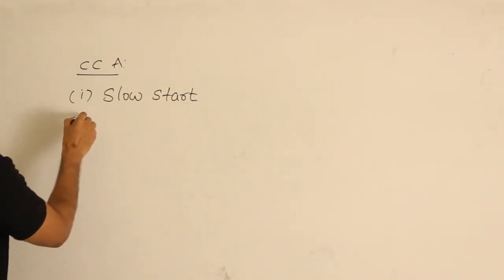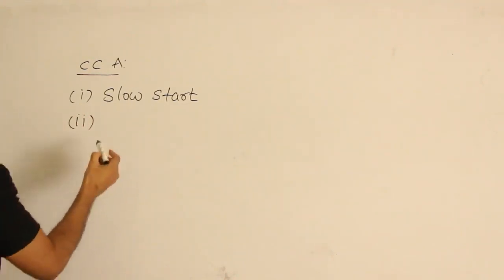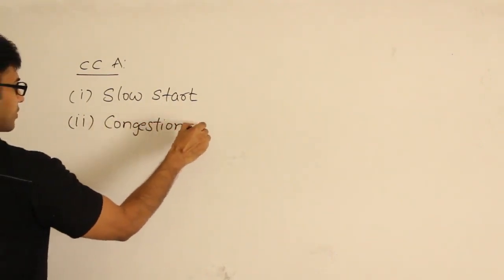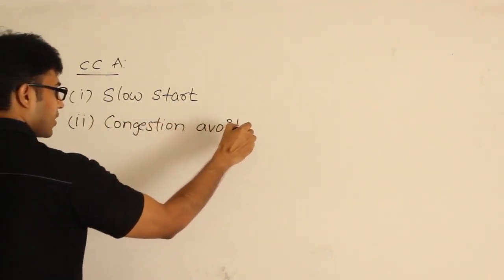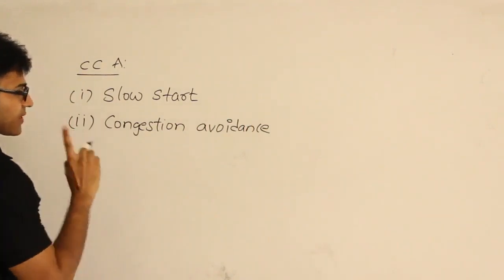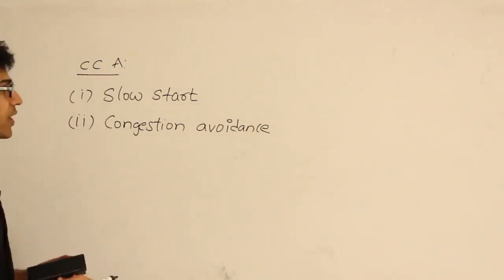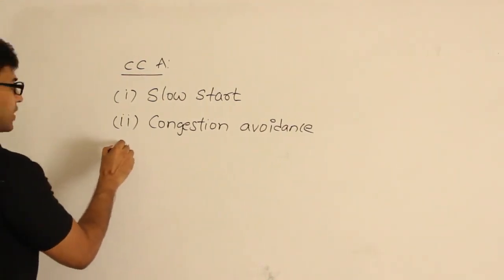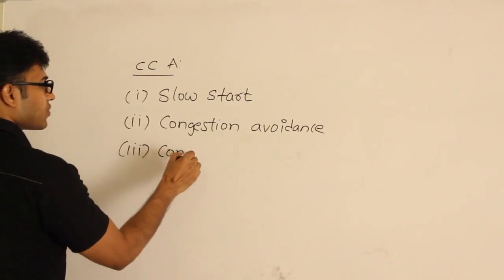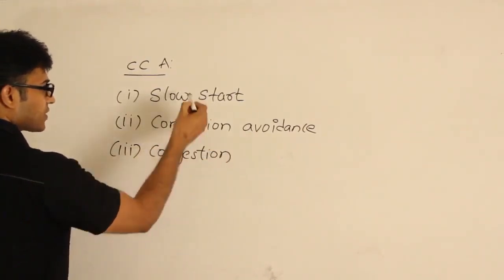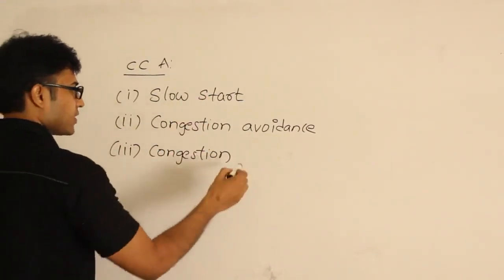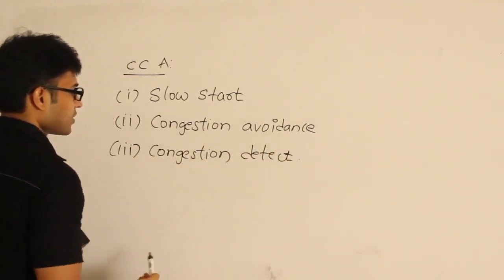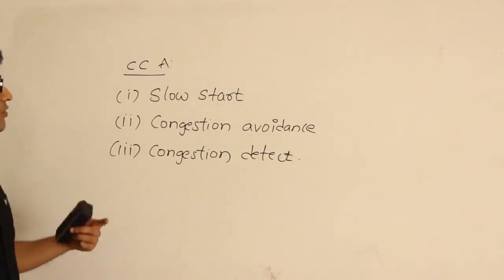And the second phase is the congestion avoidance phase. Congestion avoidance means congestion has not yet been reached, so it will be careful so as to not hit the congestion. And the third phase is the congestion detection phase. During either the slow start phase or the congestion avoidance phase, it can detect the congestion, right? Once it detects the congestion, it is going to react to this.